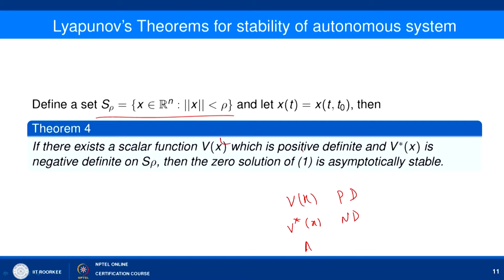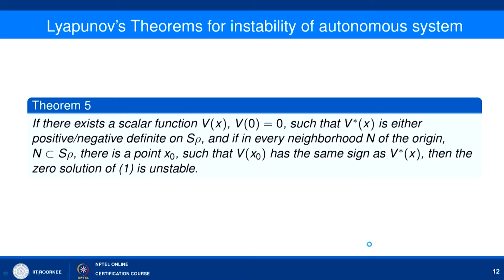So, here it is asymptotically stable, and earlier we have proved that if V x is positive definite and V star x is less than or equal to 0, means negative semi definite, then it is a stable solution here. And then we have one more. So, here we are just stating this theorem number 4, we are not proving it, and in the same way we can define theorem number 5, which is given the instability of autonomous system here.